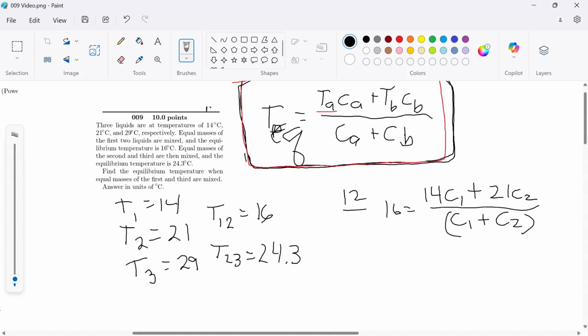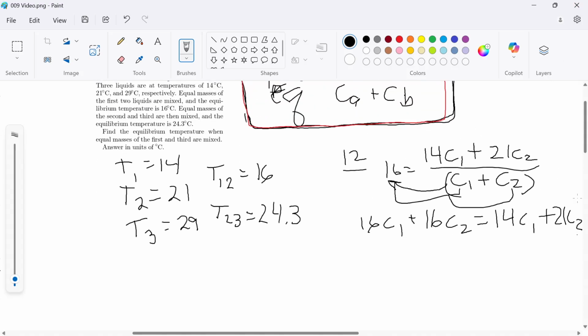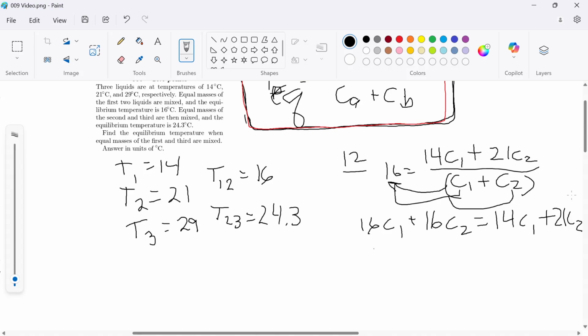I will multiply both sides by C1 plus C2 to get it out of the denominator. In other words, distribute the 16. 16 C1 plus 16 C2 equals 14 C1 plus 21 C2. Now I will subtract 14 C1 from both sides. 16 C1 minus 14 C1 is 2 C1. And I will subtract 16 C2 from both sides: 21 C2 minus 16 C2 is 5 C2.